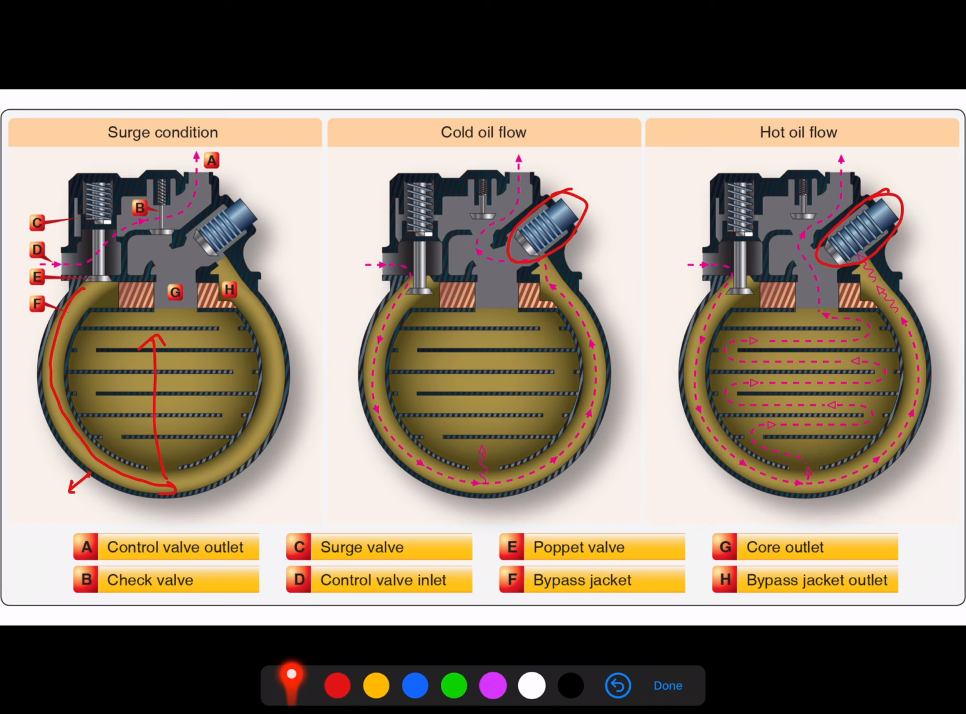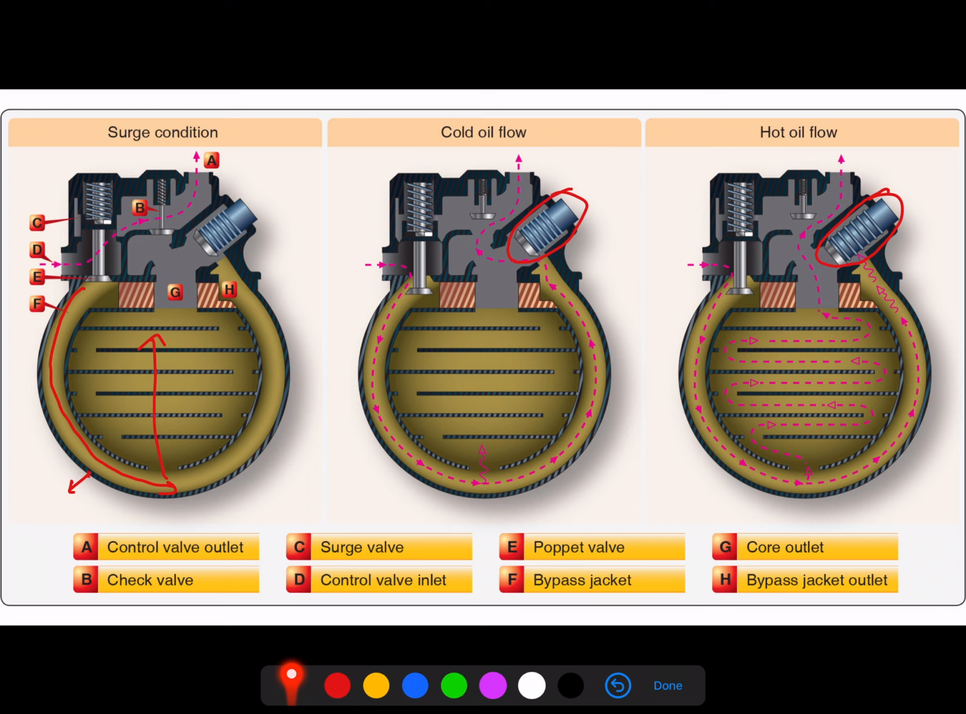This thermal control valve is operated by heat. So the way that metal acts when it starts to heat up is it starts to expand. When it starts to expand, we move the position of this valve. So when the oil is cold, this valve is in its open position, which means it is not blocking off this bypass path, and so it allows oil to bypass easily.